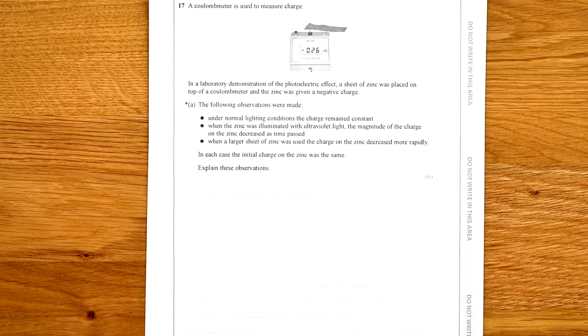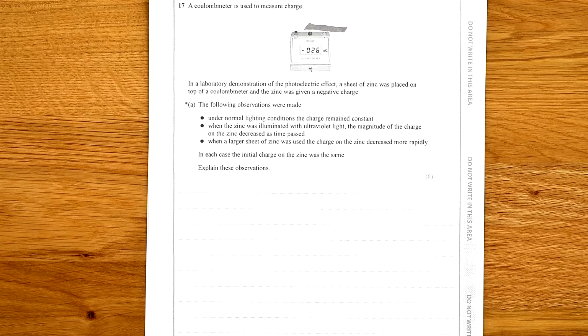17. A coulometer is used to measure charge. In a laboratory demo of the photoelectric effect, a sheet of zinc was placed on top of a coulometer and the zinc was given a negative charge. Following observations were made. Under normal lighting conditions, the charge remained constant. When illuminated with ultraviolet light, the magnitude of the charge on the zinc decreased as time passed. When a larger sheet of zinc was used, the charge on the zinc decreased more rapidly. In each case, the initial charge on the zinc was the same.